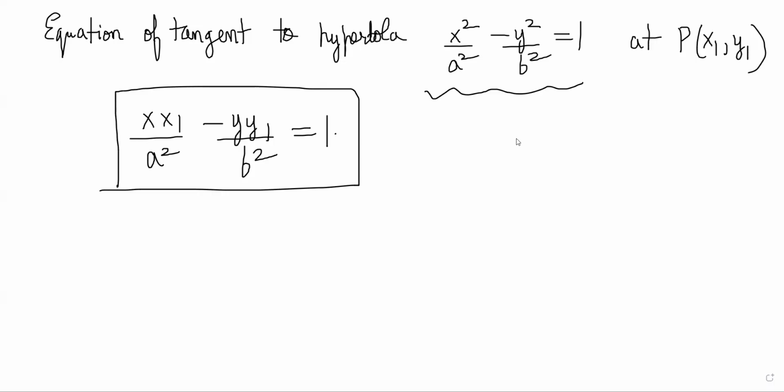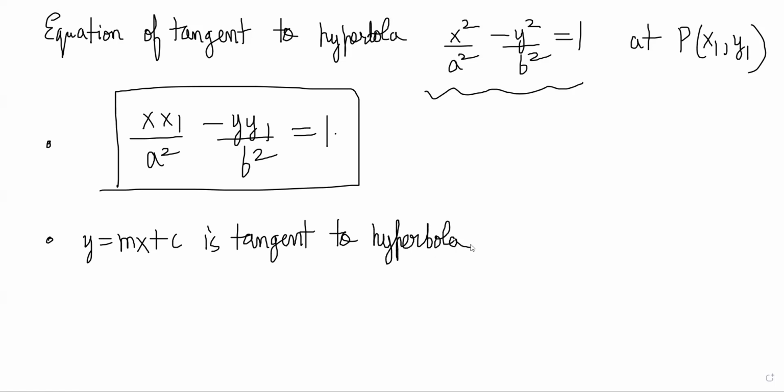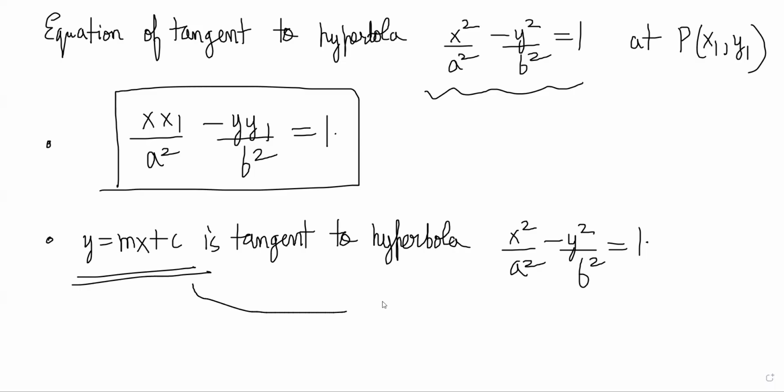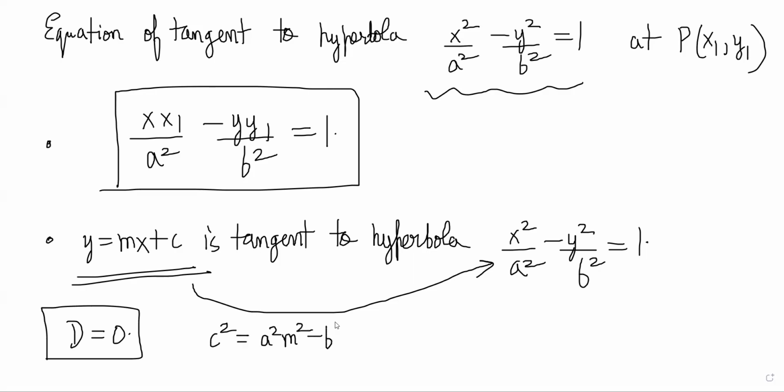And again, if I want to do it in a different form, if I want to see y is equal to mx plus c line is tangent to hyperbola, that can be done by using the method of quadratic equations. So we'll solve the line with the hyperbola curve. And if we solve it, we will put discriminant equal to 0. And that will give us the condition on the c constant. And you should get c square is equal to a square m square minus b square. This is the condition for tangency.